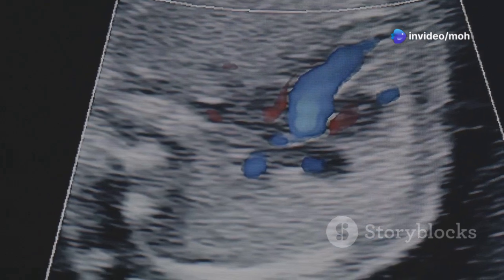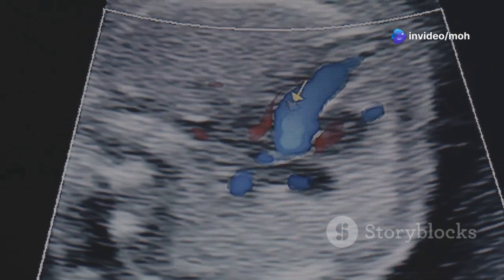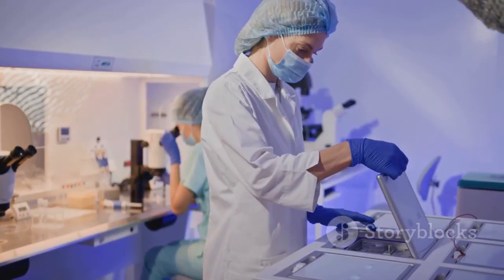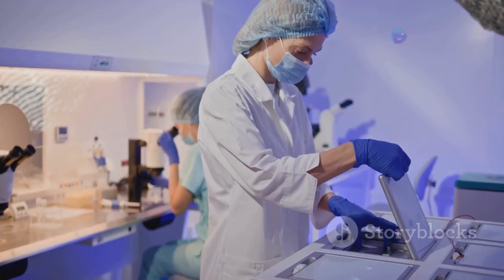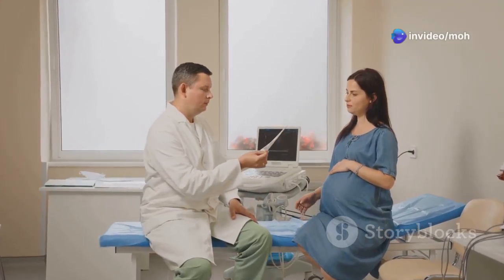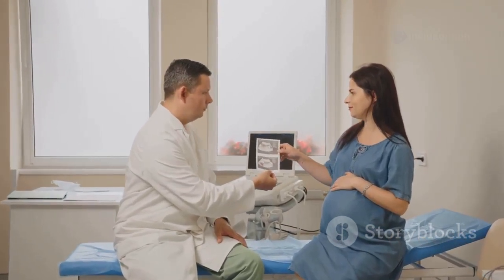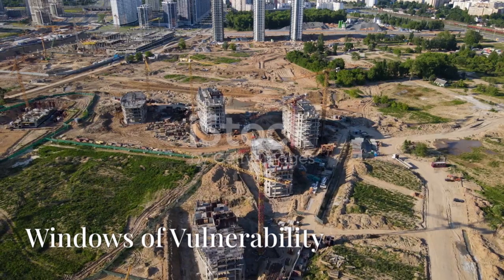Similarly, cardiac defects can be traced back to errors in the formation of the heart's complex structures during embryogenesis. Understanding these developmental processes helps us identify potential risk factors and develop strategies for prevention. By understanding how teratogens disrupt critical developmental pathways, we can educate expectant mothers about potential risks and empower them to make informed choices.